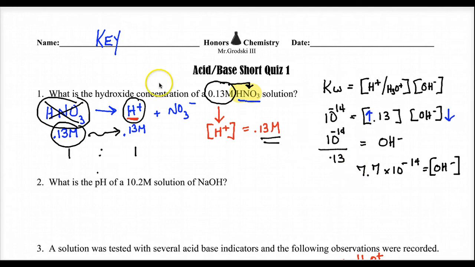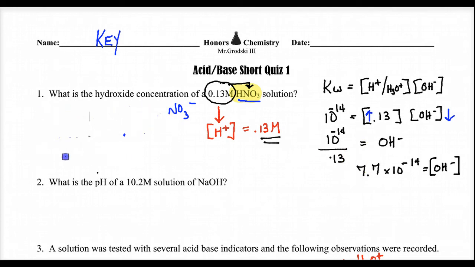Now, of course, I could have done this another way. How could I also have done this? I could have said, knowing that this is my H+, I could have taken the negative log of this to get my pH. So I can do the negative log of my 0.13 solution, and this would have given me a pH equal to 0.887.